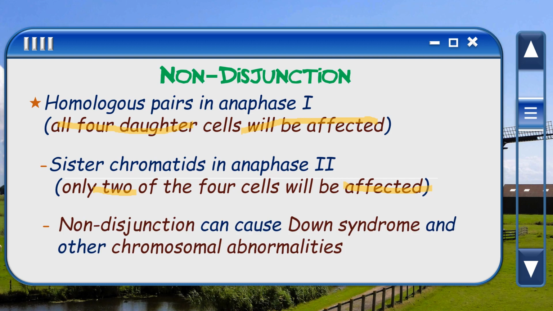So, non-disjunction can cause what we call Down syndrome and other chromosome abnormalities. That is non-disjunction.